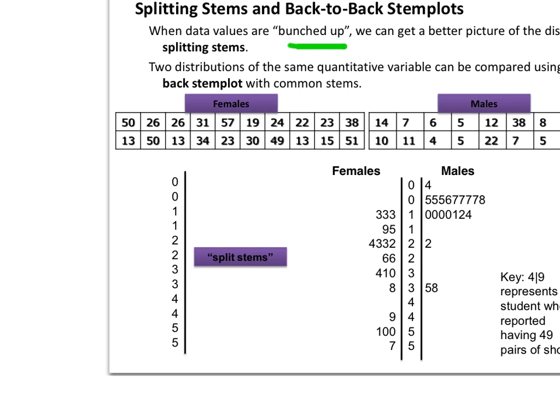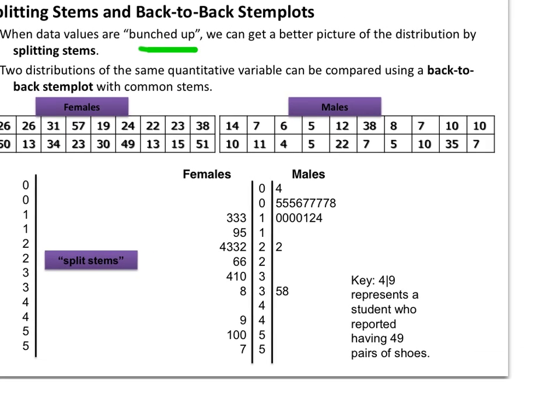So this first stem would be from 0 to 4. This next one would go from 5 to 9. The next stem would go from 10 to 14. So if you notice, I'm breaking up into groups of 5. Okay? And I'm going to put the males on the right side and the females on the left side.